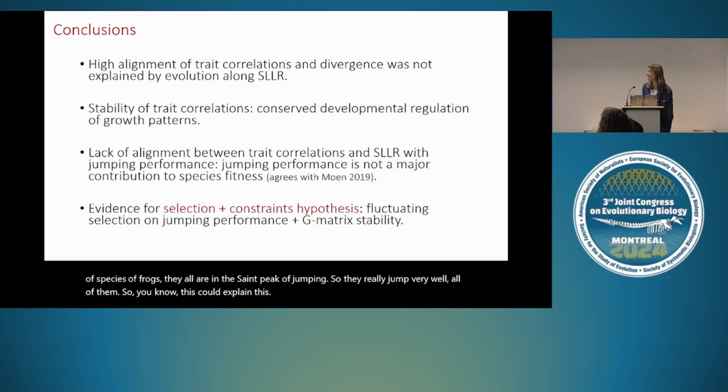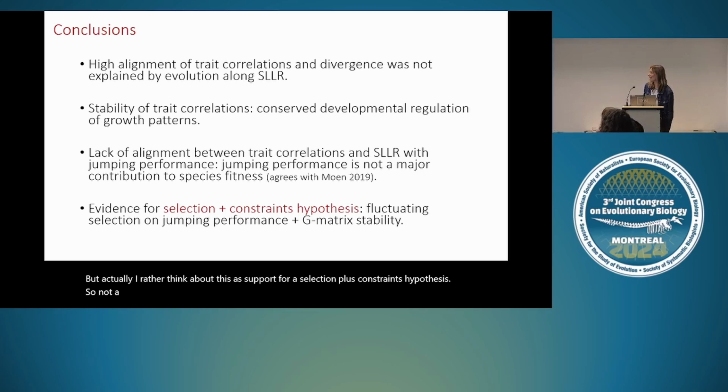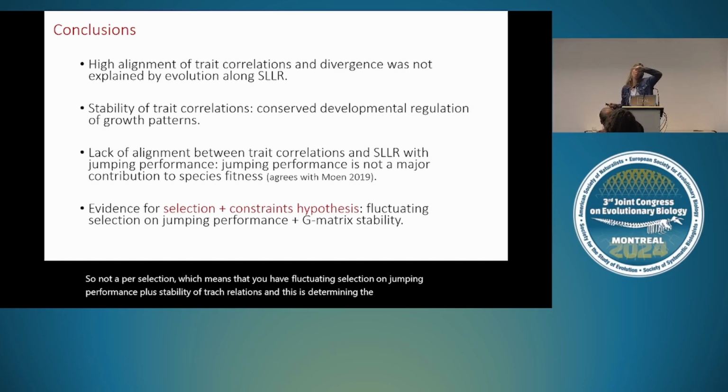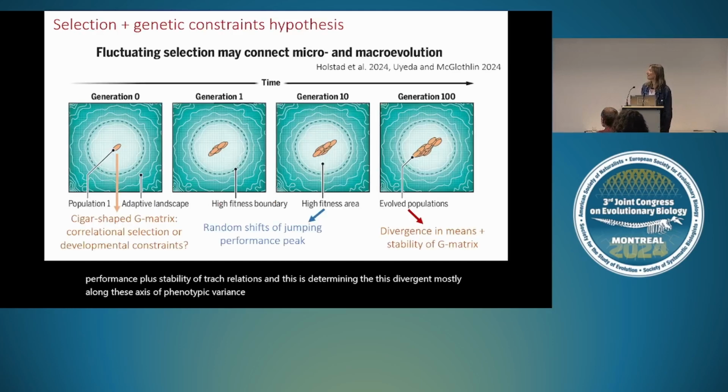But actually, I rather think about this as support for a selection plus constraints hypothesis. So not pure selection, which means that you have fluctuating selection on jumping performance plus stability of trait correlations. And this is determining this divergence mostly along these axes of phenotypic variance. So this would agree with a very recent study that was trying to connect micro and macroevolution, which is Hansen et al. And also Ieda and McLaughlin had a very nice perspective on this paper. So I'm using their visual representation of this to explain our own data.